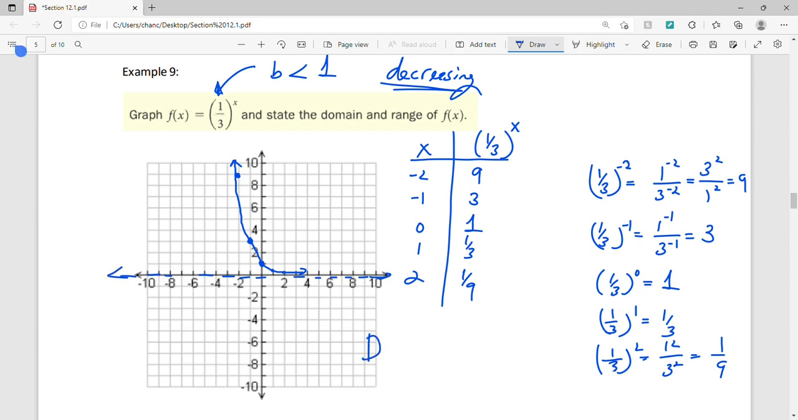The domain is still to the left forever and to the right forever. The domain is negative infinity, comma, positive infinity. For the range, it goes down just to the x-axis, but never touches it. So the 0 with a parentheses, comma, infinity.